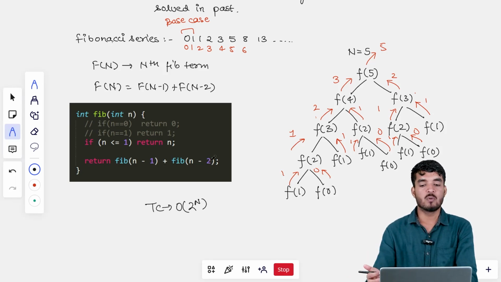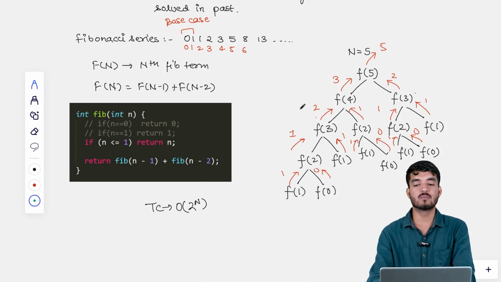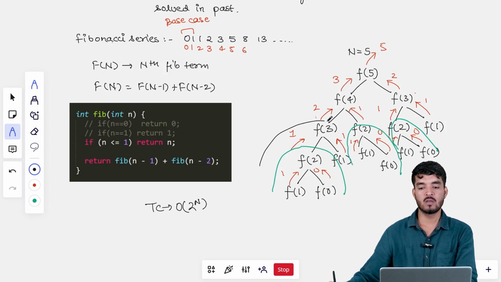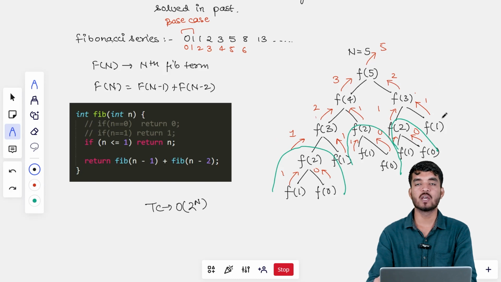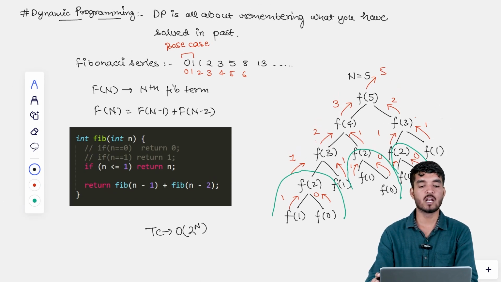So when to use dynamic programming? If you observe this recursive tree, you will find that we are computing the answer for some states again and again. That is, there are overlapping states. For example, this f of 2. In this subtree, we are calculating the f of 2 value again and again. Then for f of 3, you can see this subtree and this subtree are exactly the same. So we are computing the same answers again and again. That is where we use dynamic programming.